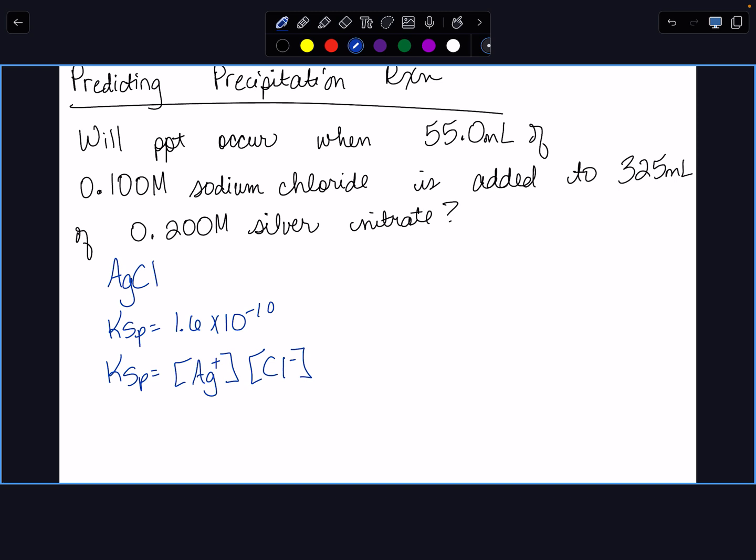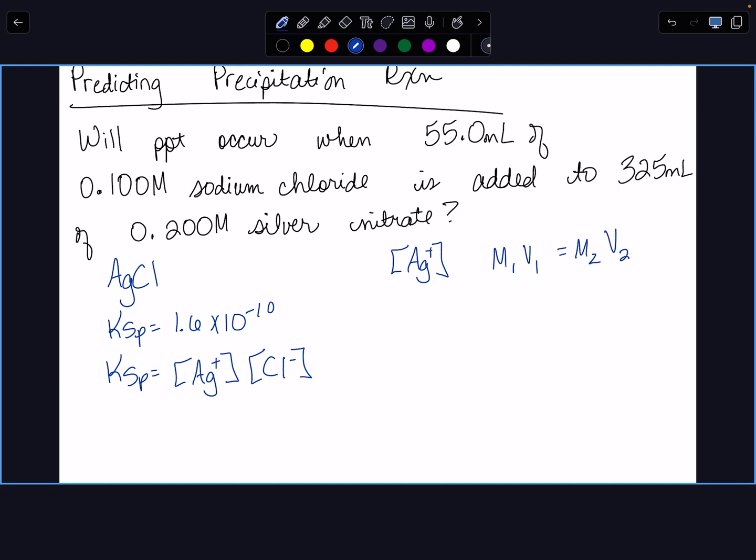Okay, now, we don't want to know the concentration of the silver we start with. Because the concentration of the silver we start with, y'all, is 0.2 molar. That's not what we need. We need to know what the concentration of the silver is when all this stuff is combined together. Okay? So, to figure out the concentration of the silver, you are going to use a handy little formula that you learned in Chem 1. You're going to do M1V1 is equal to M2V2.